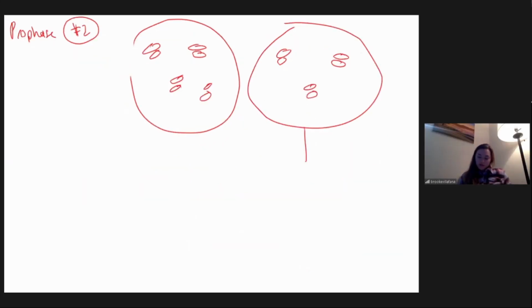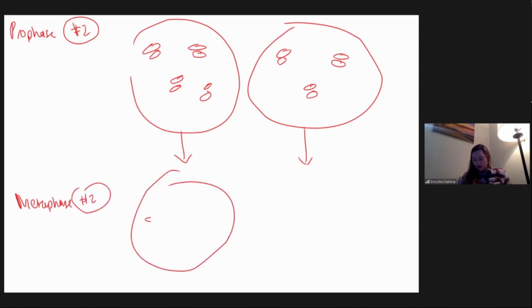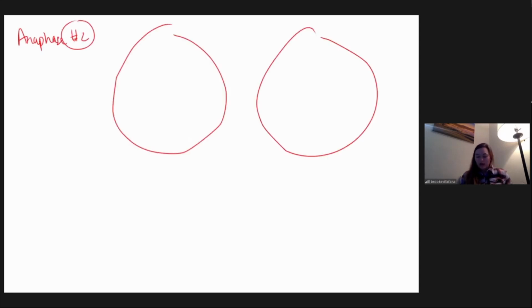So each of these is now going to go through its own PMAT2. So we have metaphase number 2. So these are going to line up at the center, right? Line up at the equator. And I'm just drawing it twice to kind of keep you remembering this is happening twice over. Then we have anaphase 2. They're going to pull apart, right? The dyads are now pulling apart to opposite ends.